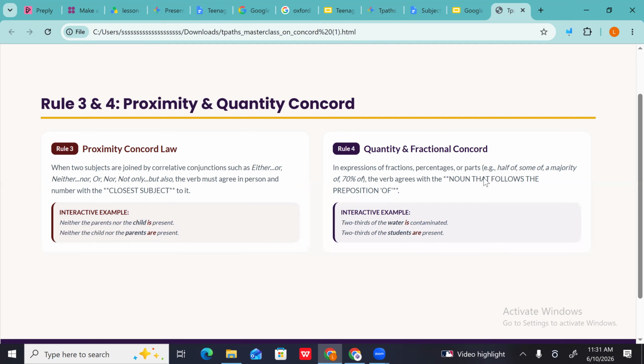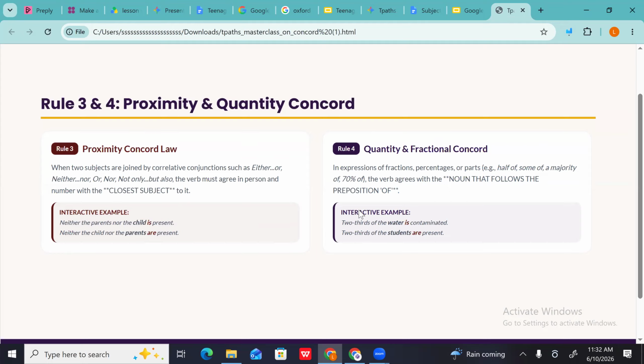Yeah. In this kind of case, when you have expressions of fractions, percentages, parts, the noun that follows the preposition of, such as half of, some of, a majority of, 70% of, whatever noun you have after it will determine the verb. It will determine if the verb will be singular or plural.